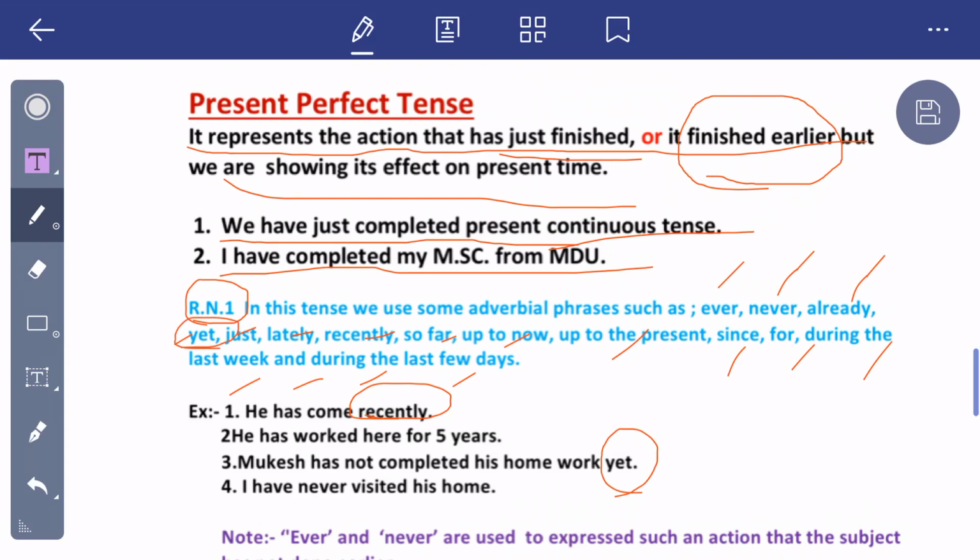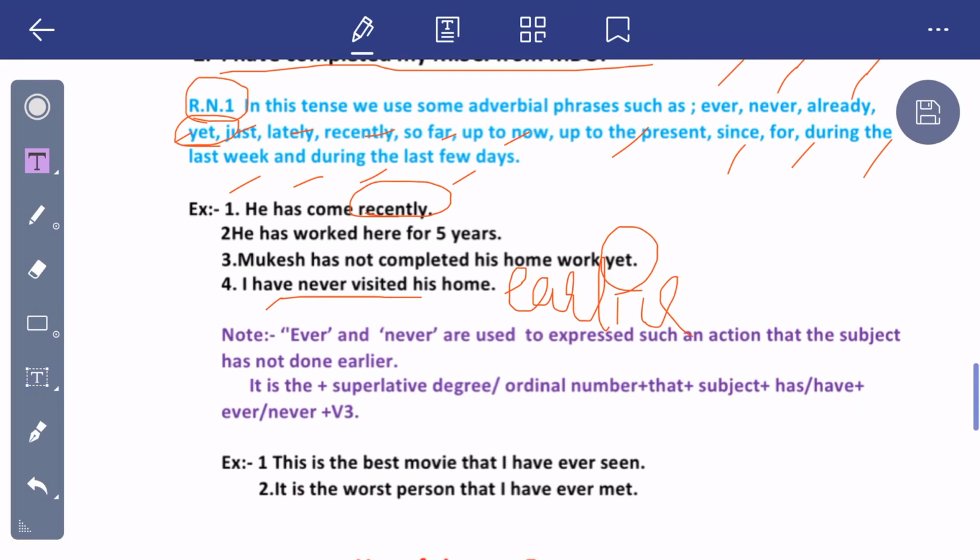I have never visited his home. I have never visited means, suppose I say here earlier, so earlier means before today I have never visited his home. So this is also a formation for present perfect tense. You have to learn these words so that you may use those very perfectly.